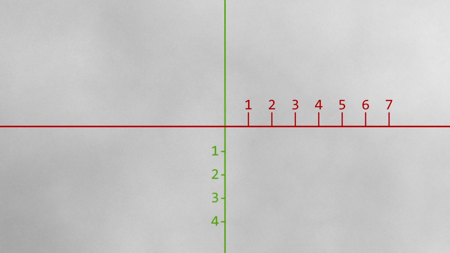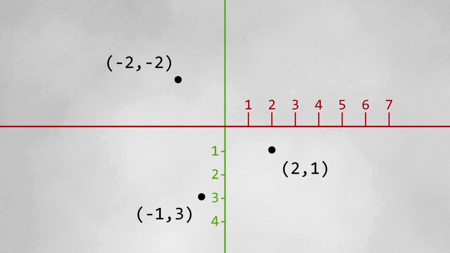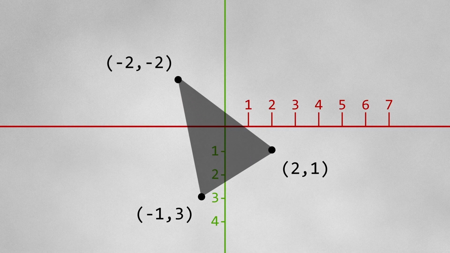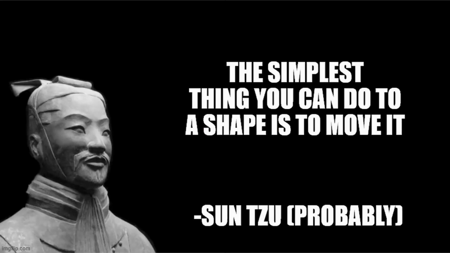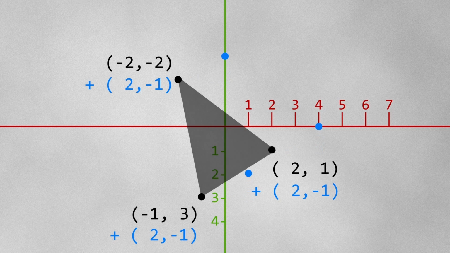But now we make up 3 points in our 2-dimensional plane: (2, 1), (-1, 3), and (-2, -2). Those points could for example be interpreted as the vertices of a shape, like this triangle in our case. Now we want to be able to work with this triangle. We want to make it do things for us. The simplest thing you can do to a shape is to move it. For this, you could just add the same vector to all your points.